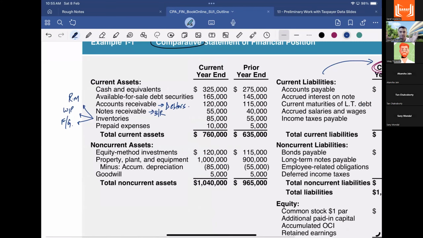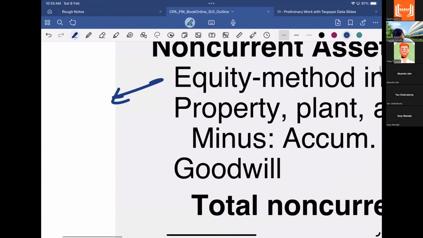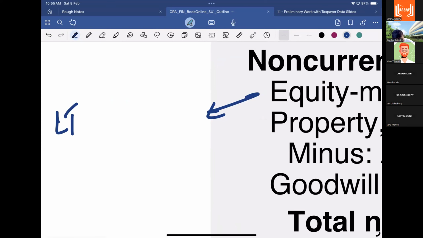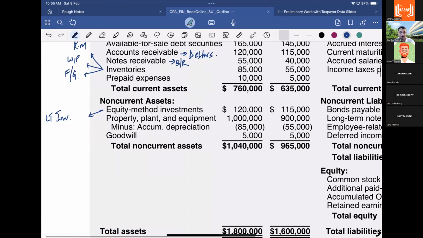So current assets over here, these are the ones. Now non-current assets, of course, your equity method investments. These are your general investments. So I would rather say these are your long-term investments. These are your long-term investments. And then you have your property, plant and equipment minus accumulated depreciation, goodwill, and all these things, right?